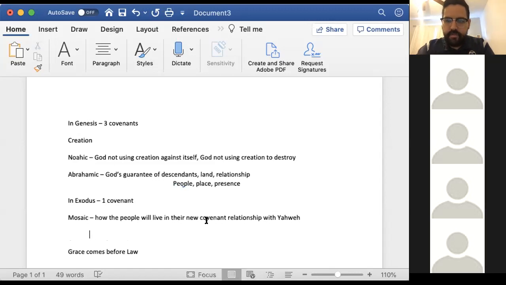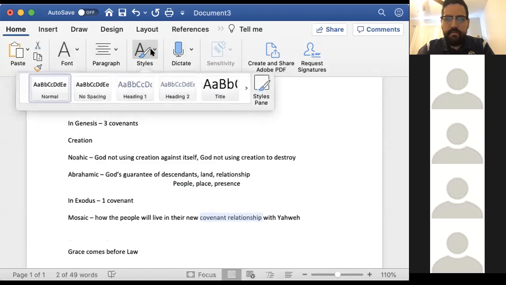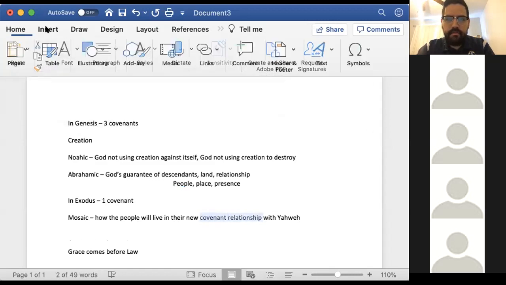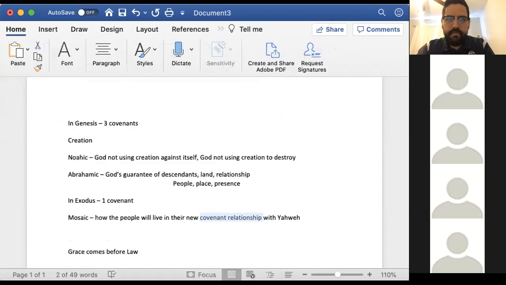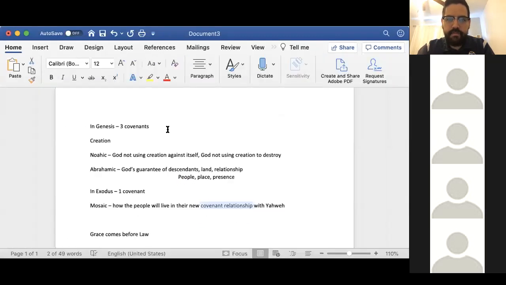I do need to underscore that this covenant relationship, that this part here. Jeez. First let me widen this so it'll stop giving me so many troubles.